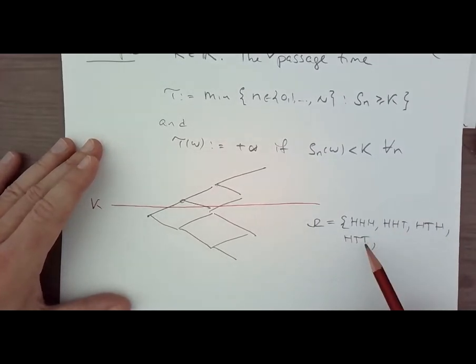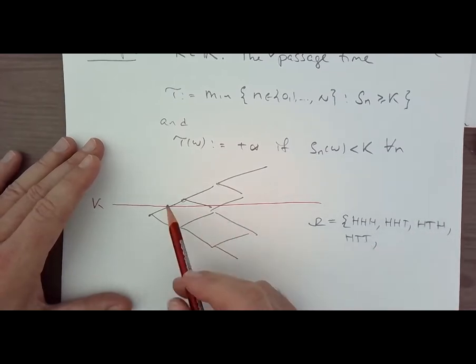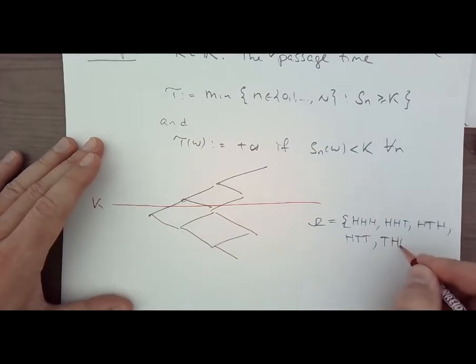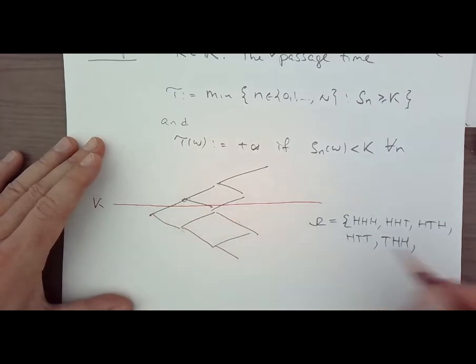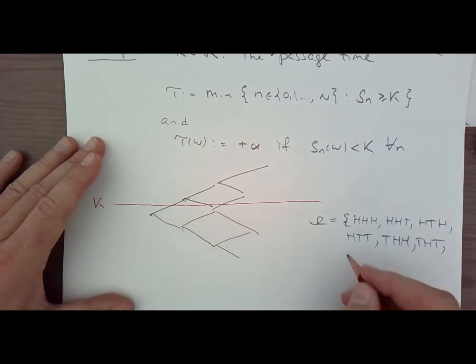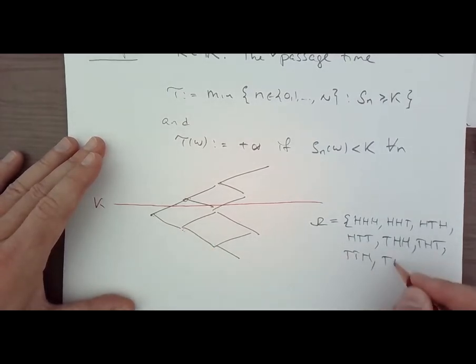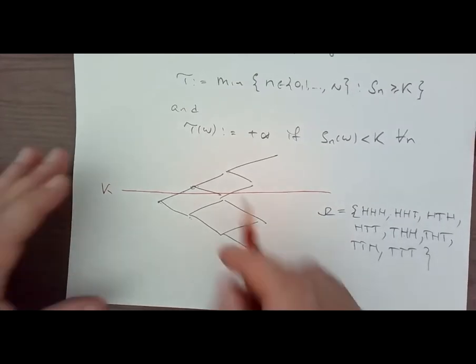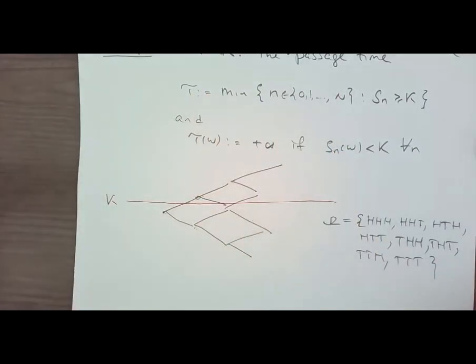1, 2, 3, almost there. So what else do we need? So heads, tails, tails. We also need a tail, and then heads, heads, and tails, heads, tails, and tails, tails, heads, and tails, tails, tails. I think those are all the ones. 1, 2, 3, 4, 5, 6, 7, 8. That works. 2 to the power 3. Right. So the random variable is going to have a number of values.